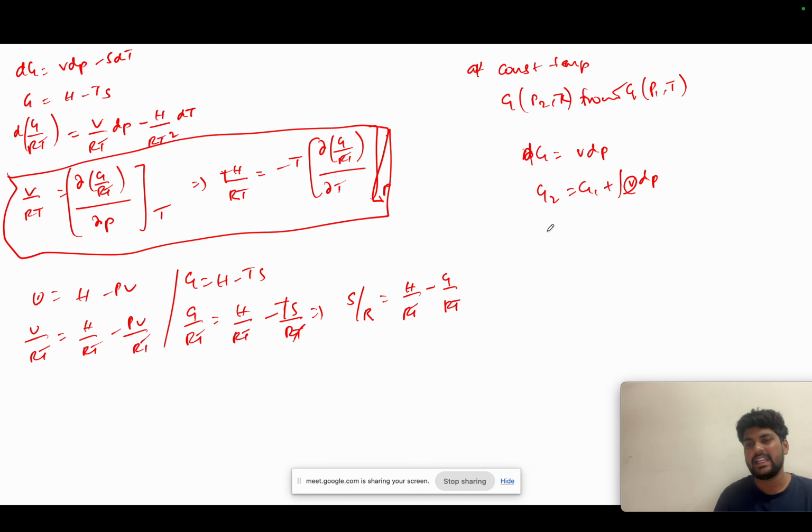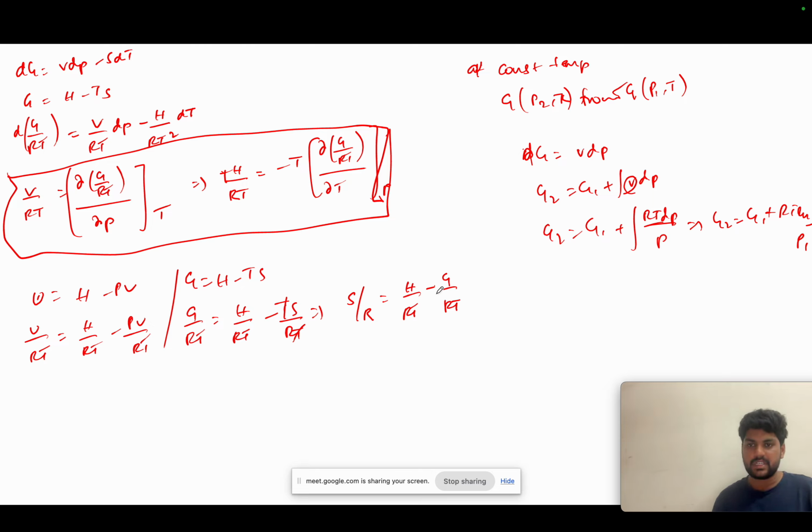Then, taking ideal gases, what we had done was G2 equal to G1 plus integration of RT by P dP, which comes as G1 plus RT ln P2 by P1. So this is what we have previously discussed. Now the same thing we will do again.